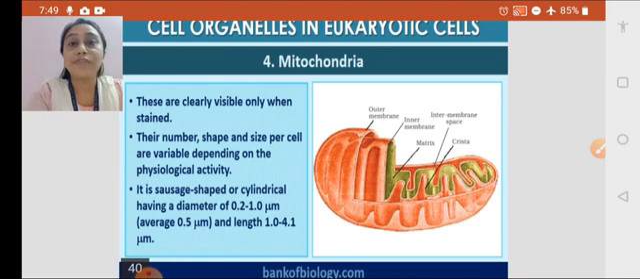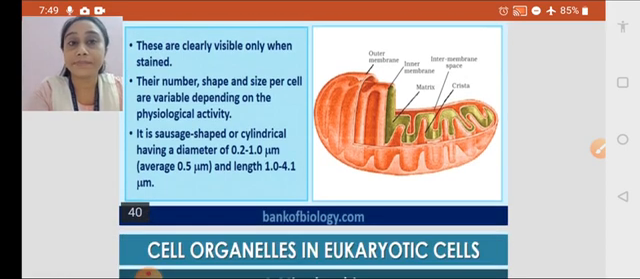Take the example of a muscle cell. A muscle cell needs so much energy to do work, so in a muscle cell, the number of mitochondria will be very high. So based on the type of cell, the number, the size, and the shape of the mitochondria varies. Generally, the mitochondria are sausage or cylindrical shaped.